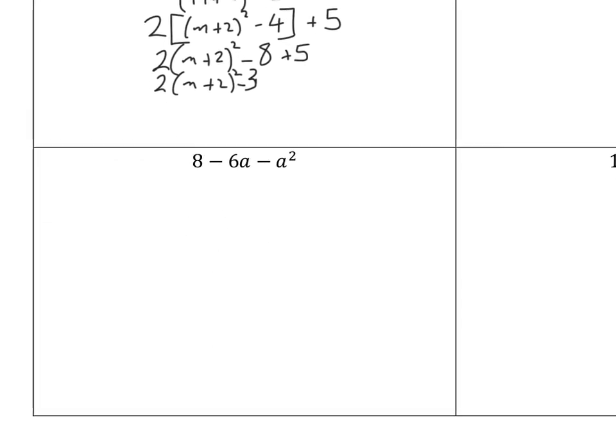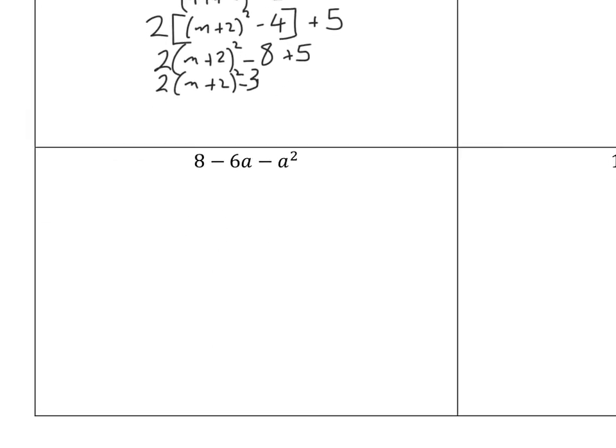And then the last one, if there's a negative, so I've got negative a squared, then what I can do is I can do the same thing. I can factorize out a minus 1 from that bit. So I get 8 minus a squared plus 6a. Because I've factorized out a minus, so that minus 6a turns to plus 6a.